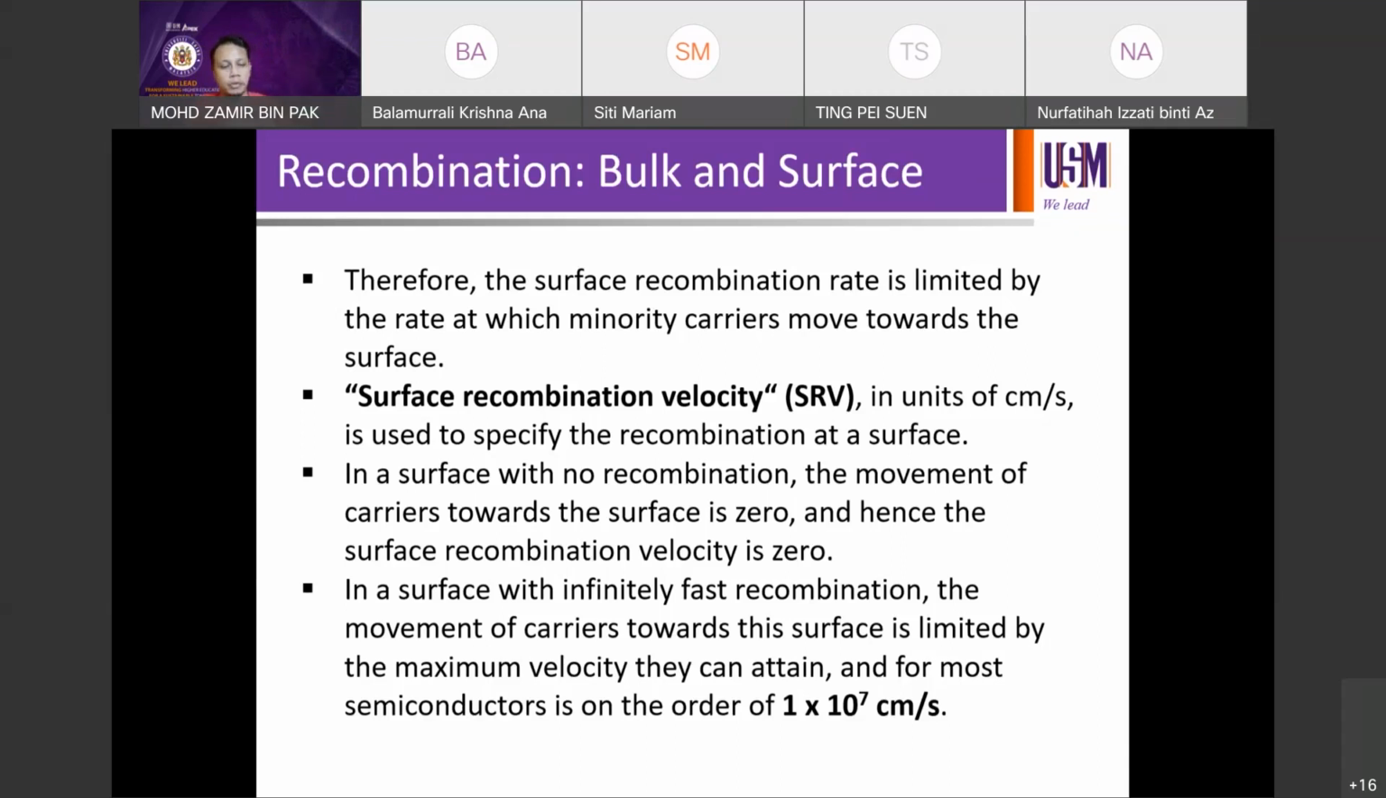So if you're comparing two materials, two silicon, for example, one silicon with SRV 5,000 centimeter per second, the second silicon with SRV 10 centimeter per second, which one is a better silicon? 5,000 centimeter per second or 10 centimeter per second? The second one, right? So that means the 10 centimeter per second is a better silicon material, because low SRV means lower surface recombination, which is good for your device, right? So high SRV is bad, low SRV is good.